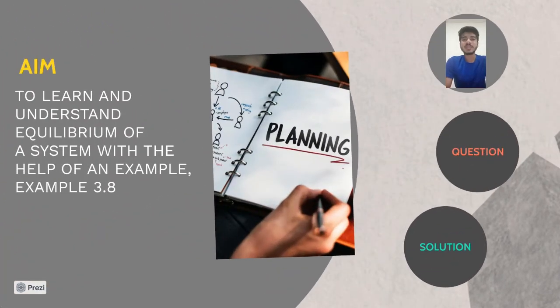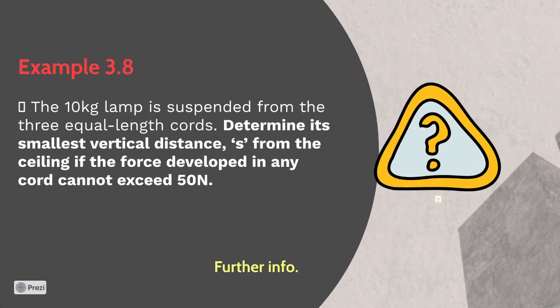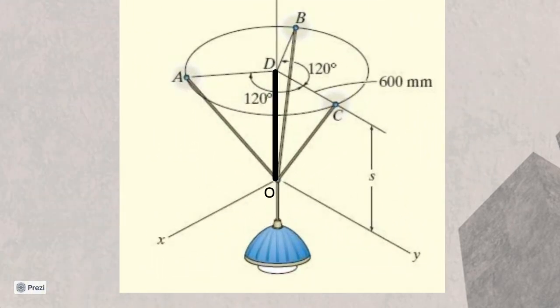As you can see in the slide, the aim of this presentation is to learn and understand equilibrium of a system with the help of an example. In this case, example 3.8. The question states that there is a 10 kg lamp that is suspended from three equal length cords. Determine its smallest vertical distance s from the ceiling if the force developed in any cord cannot exceed 50 Newton. So basically, we are told to find this distance OD, which is supposed to be the shortest distance from the ceiling.